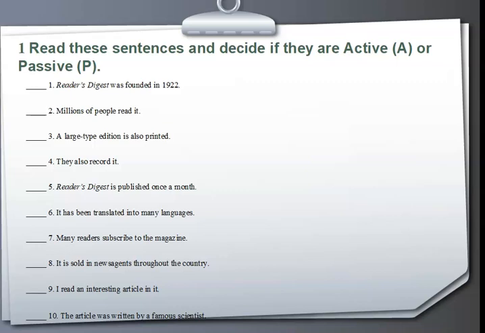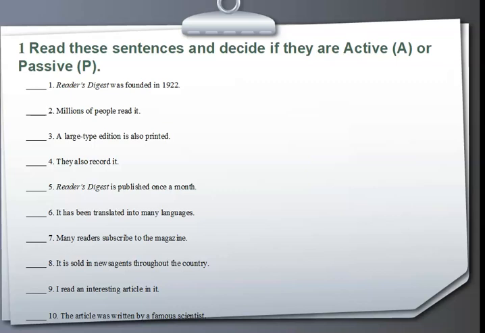Next one. A large type edition is also printed. Is printed. This is a passive sentence. Okay. Number four. They also record it. Okay. So this is an active sentence. Reader's Digest is published once a month. This is a common passive structure, is published. Okay, this is present simple passive.